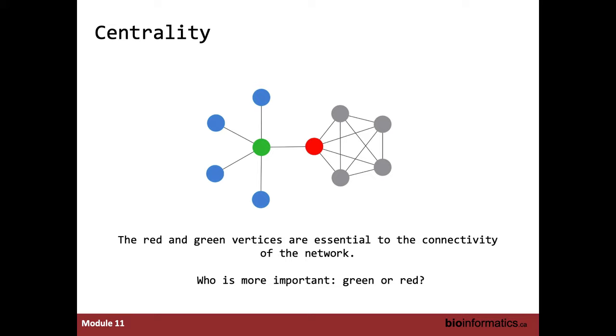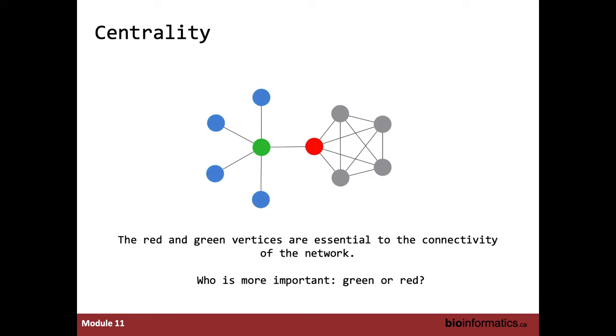Another term I want to introduce you to is called centrality. Again, this is a term that was developed for social network analysis. In the case of protein-protein interaction networks, centrality gives an estimation of how important a node or potentially an edge is in the connectivity and the information flow within that network. There are different metrics that can be used to calculate centrality.